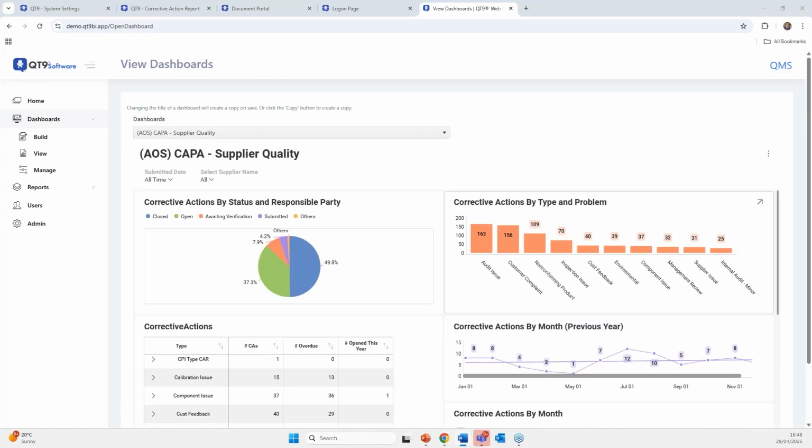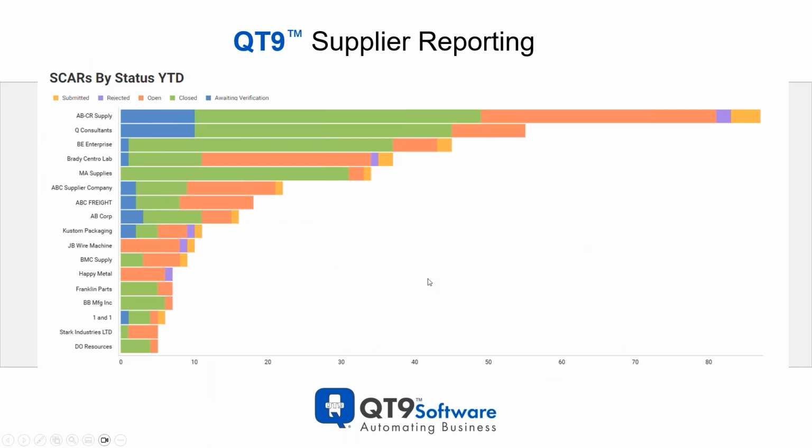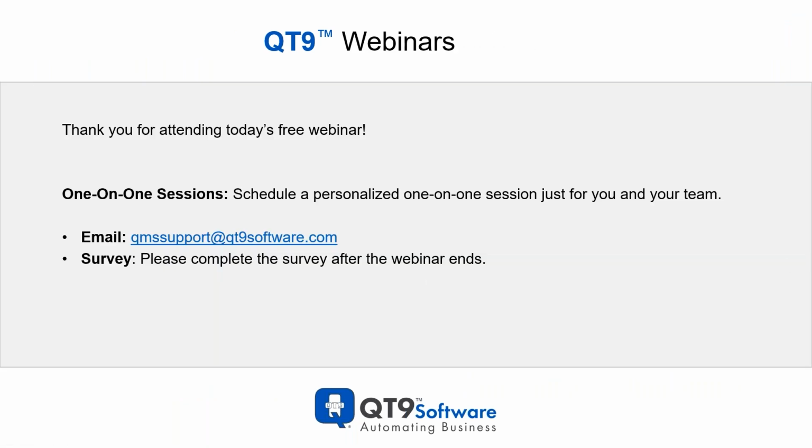So again, that is our supplier dashboard. This is our QT9 business intelligence tool, and this is just an example of what we can do. There's huge capability within this tool. So I'm just going to go back to our presentation, and essentially we're in the closing straight.